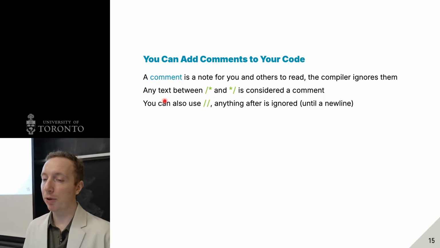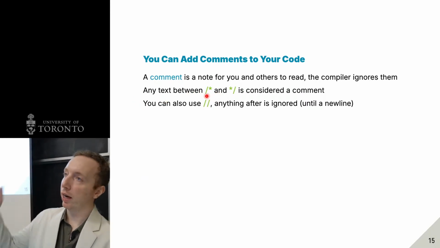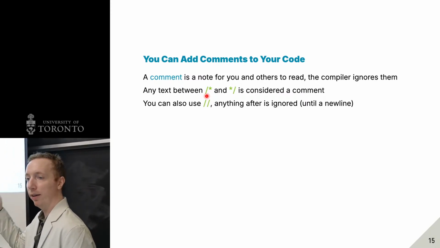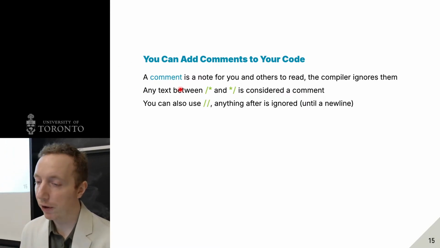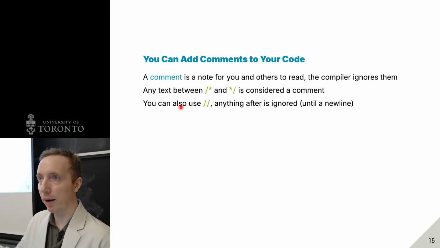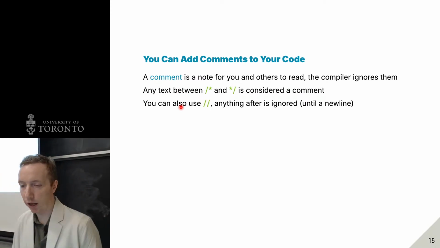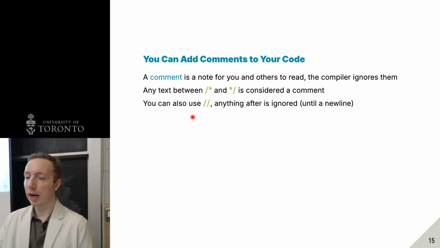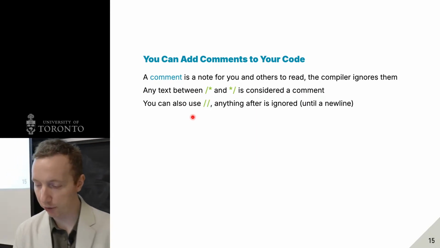So how comments work is any text between a slash star and a star slash to end it is considered a comment. That will work for multiple lines. I can also use just slash slash, and then everything after that is ignored until a new line character.